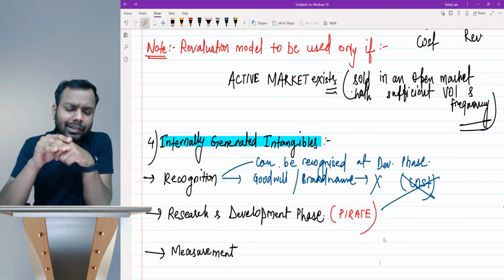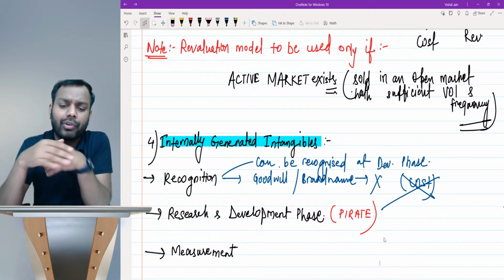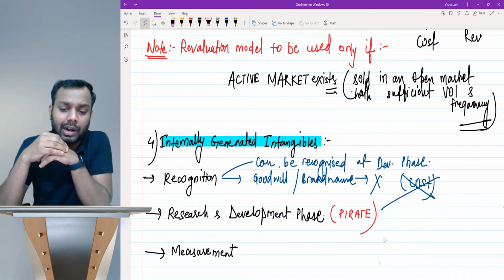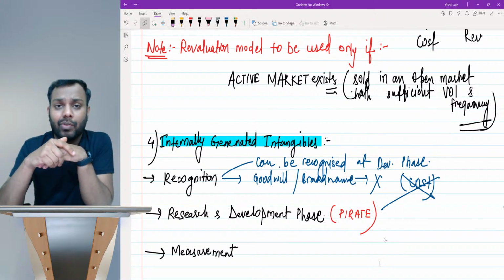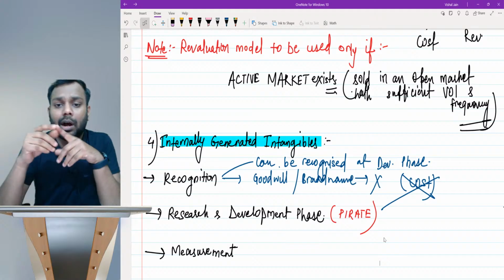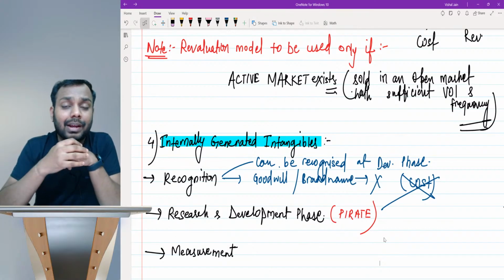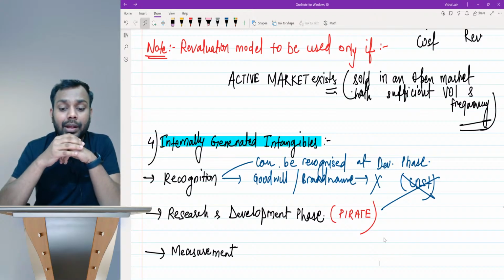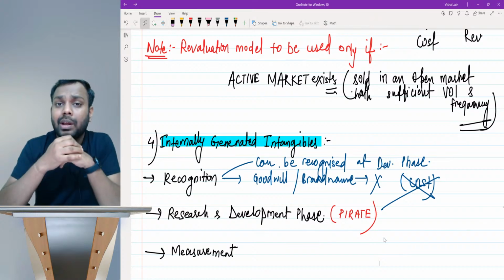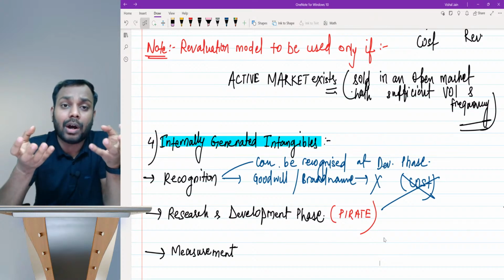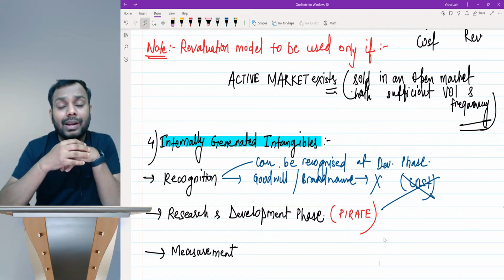Our standard says that to differentiate between research phase and development phase, you can follow these 6 conditions, abbreviated by the term PIRATE. What is PIRATE? Probable future economic benefits are probable, right? Intention is there to develop the asset. It is technically feasible, economically feasible, and we have the ability to use the asset. We have the resources available to develop the asset.